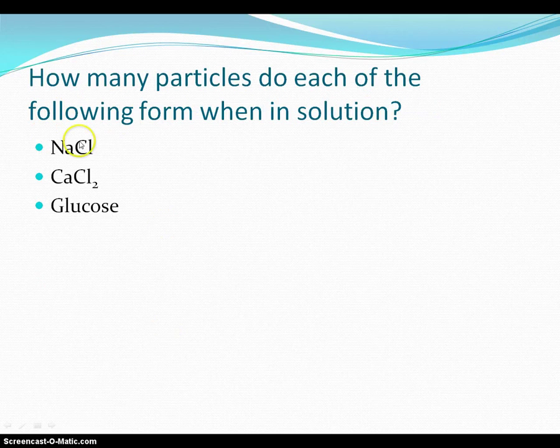If we look at sodium chloride, we would know that sodium chloride would separate into 2 ions, whereas calcium chloride would separate into 3. So we would see greater colligative properties in calcium chloride than sodium chloride because of the number of particles. Whereas glucose would be the least because glucose is just one molecule and it doesn't separate into its parts when it dissolves.